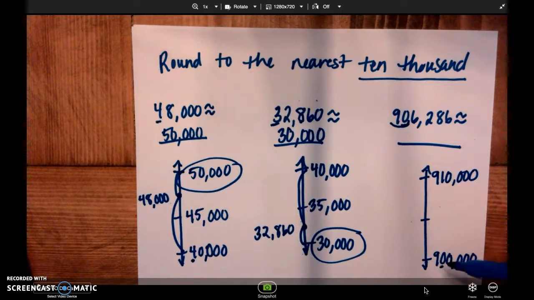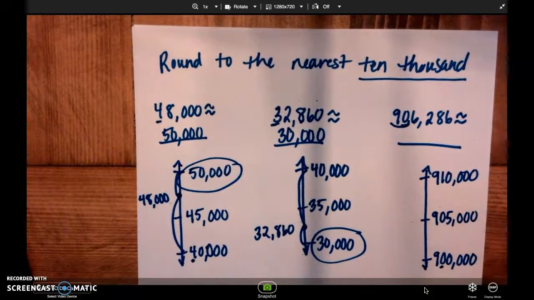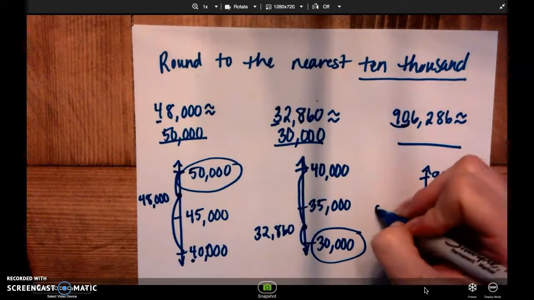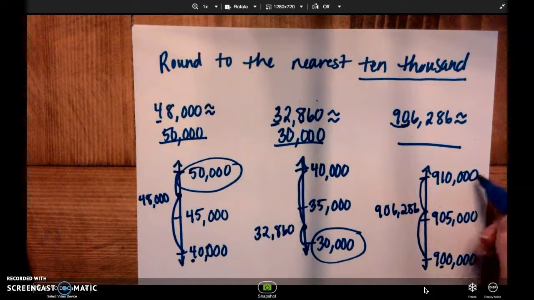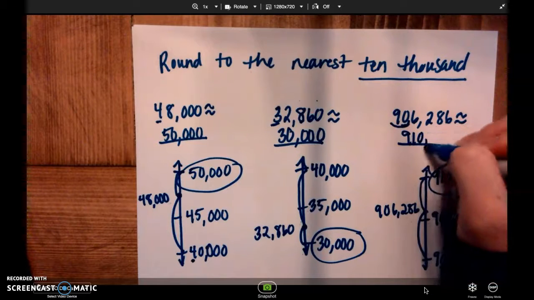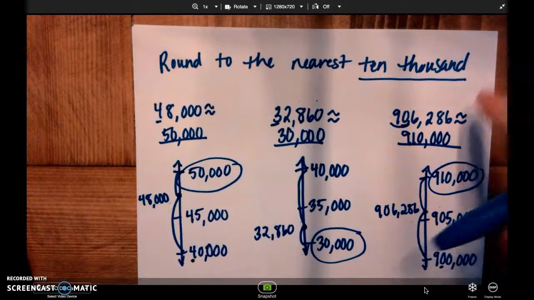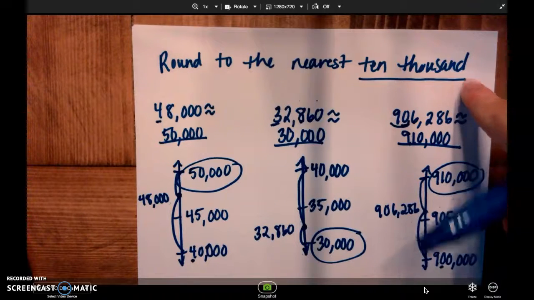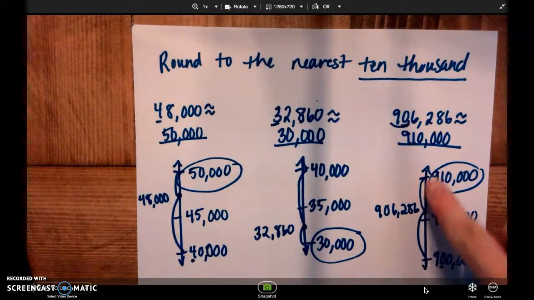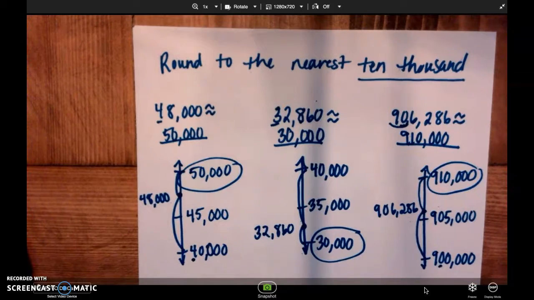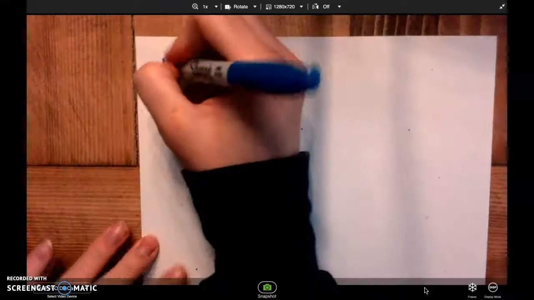Now I need to ask myself, what's between 900 and 910? Well, it's 905,000. And I can see that 906,286 would be right above that 905,000. And so I can say that 906,286 rounded to the nearest 10,000 is 910,000 because it falls in the top half. Well done.